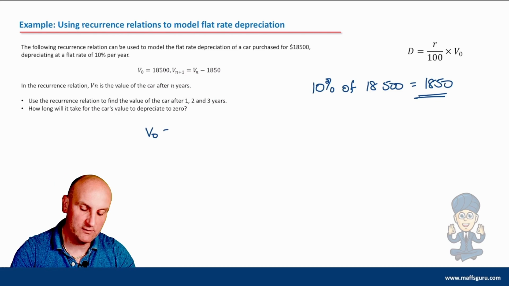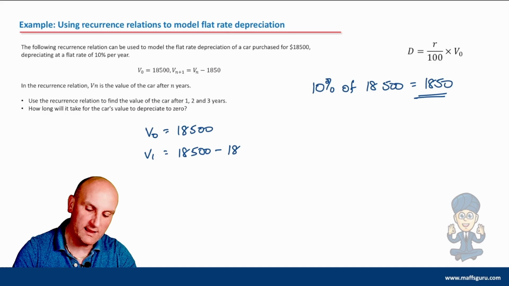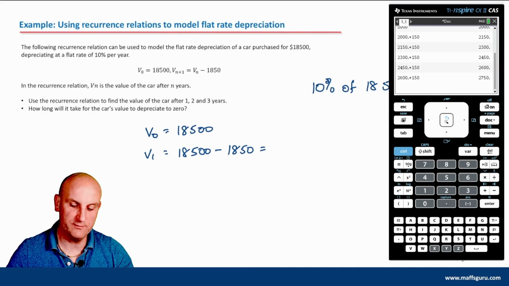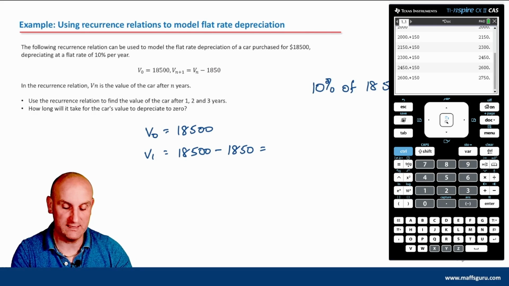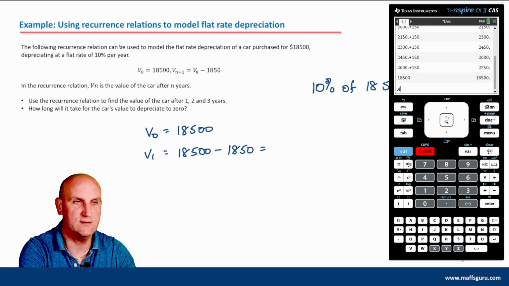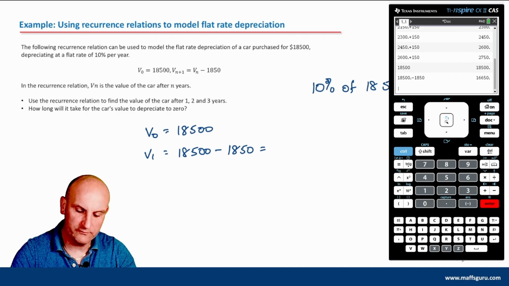So again, V0 is equal to 18500. V1 is 18500 minus 1850. And again, I definitely can't do that in my head, so I'm just going to do this. But I'm going to be a bit clever now. I'm going to use my calculator and go 18500. Put that in my ANS. So ANS now minus 1850.